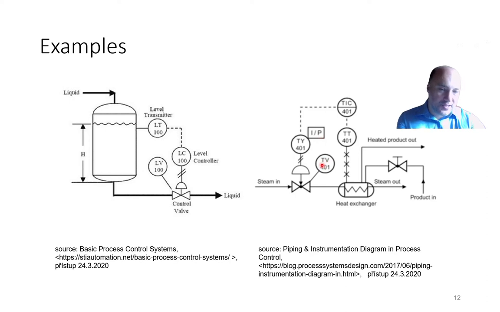And then here, again, okay, temperature, and I'm operating this valve with compressed air. And here, again, I see, okay, temperature valve. So this valve is controlling the temperature in my heat exchanger, and all this in the same circuit 401.